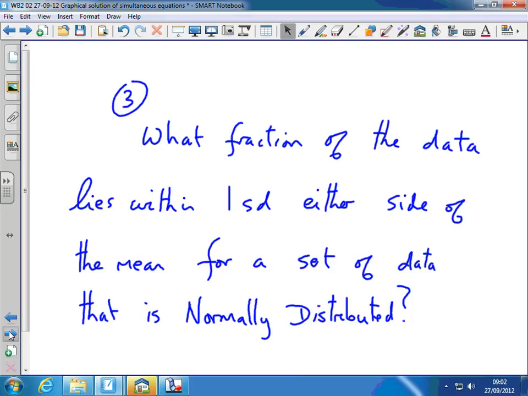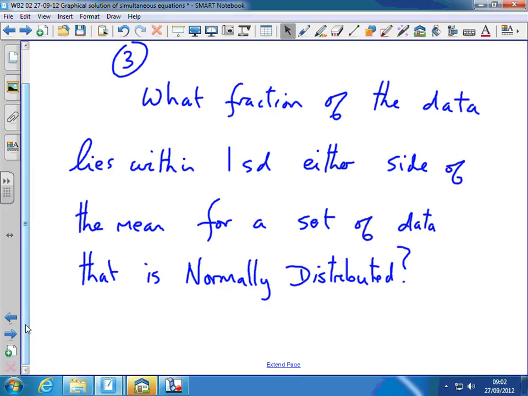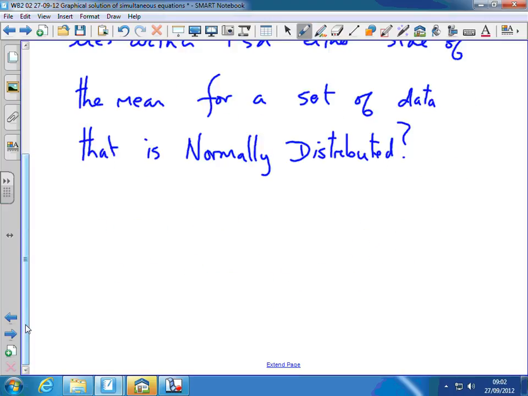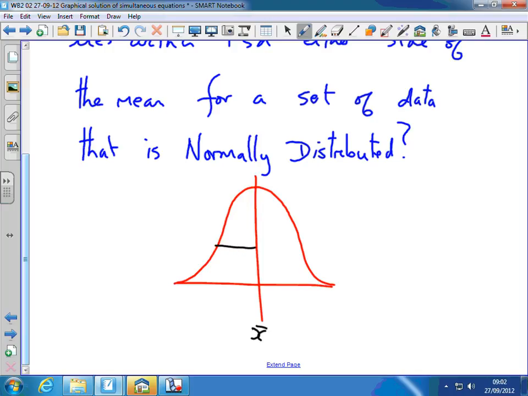Okay? So if I plot a graph of a normal distribution, it would look like this. That would be the mean in the middle, and one standard deviation either side of the mean would include about 66, 67% of the data. So 1/3 of the data would be out here somewhere.